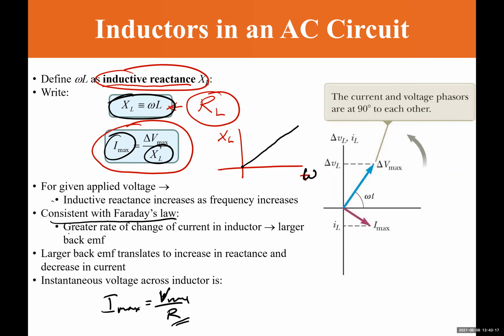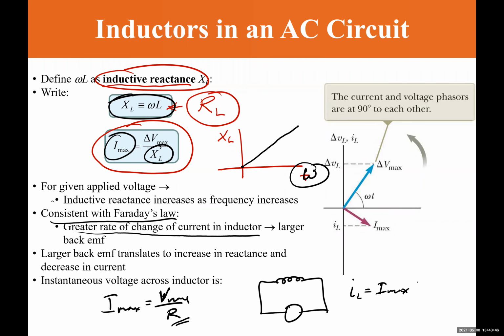This is consistent with Faraday's law. A greater rate of change of current in the inductor means a larger back EMF. So a larger back EMF translates to an increase in reactance and a decrease in current. Higher frequencies generally give you larger current, because the current in the inductor is maximum current times sine of omega t minus pi over 2. But the higher the current, the more the inductor tries to resist.